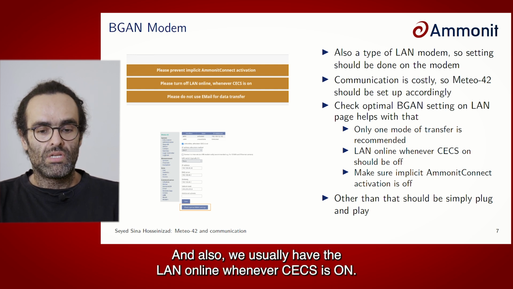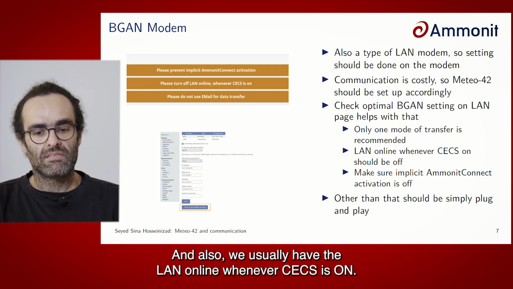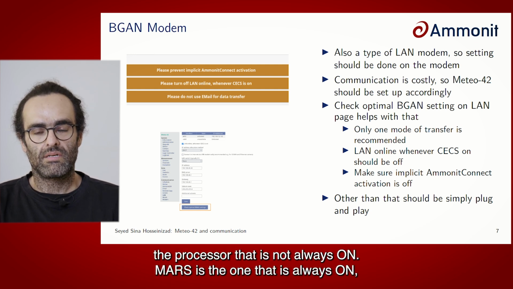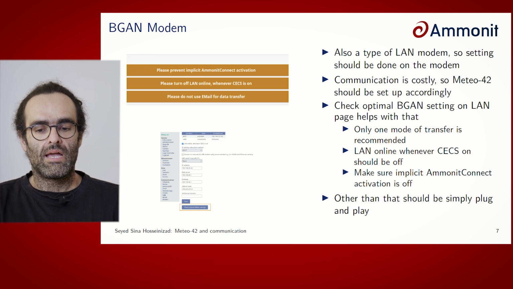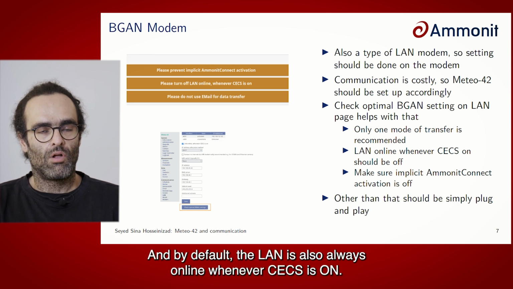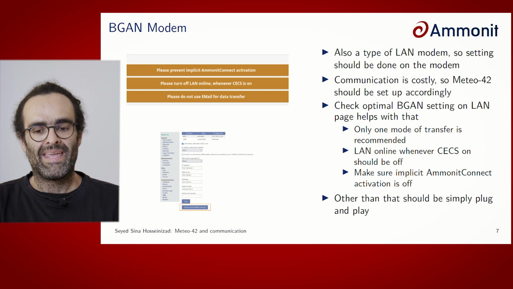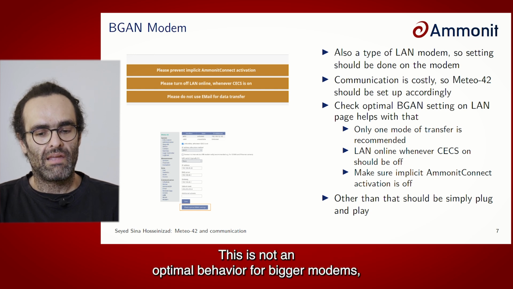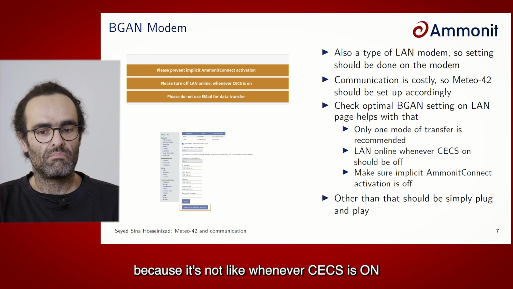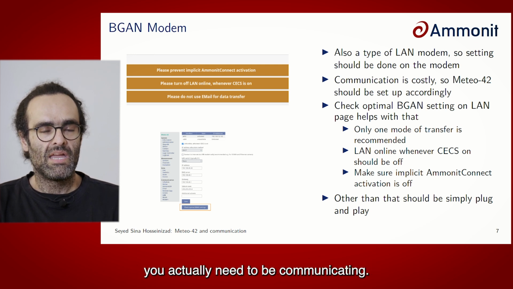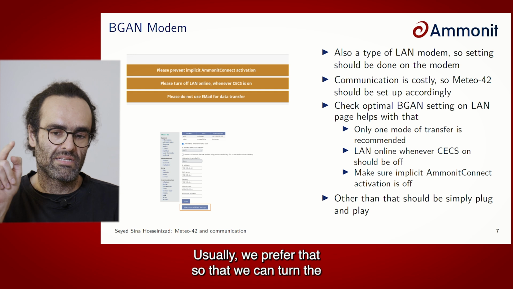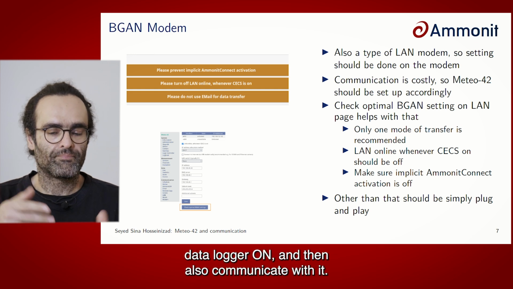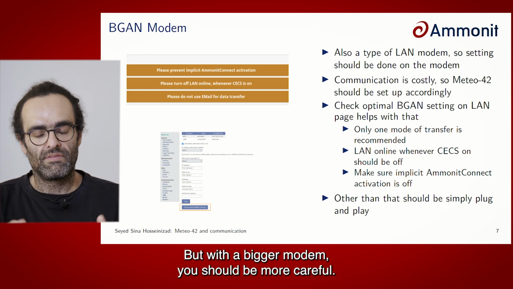And also we usually have the LAN online whenever KEX is on. KEX is our main processor, the processor that is not always on. The Mars is the one that is always on. By default, the LAN is also always online whenever KEX is on. This is not optimal behavior for BGAN modems, because not whenever KEX is on do you need to be communicating. Usually we prefer that so that we can turn the data logger on and then also communicate with it. But with a BGAN modem, we should be more careful.